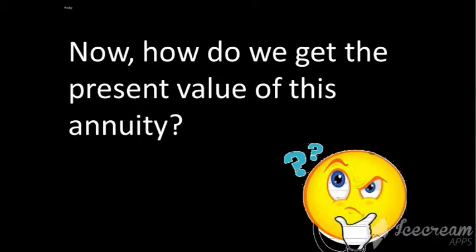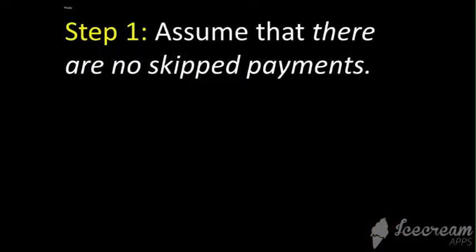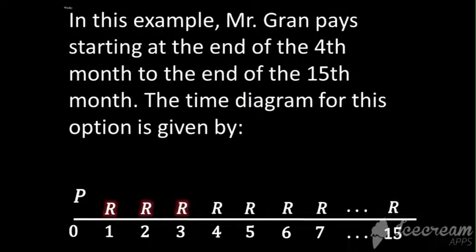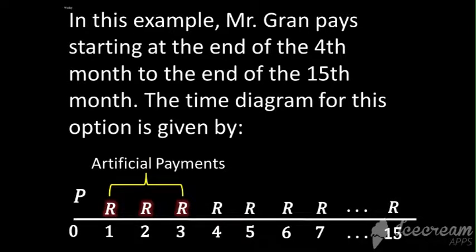Now how do we get the present value of this annuity? Step number 1. We will assume that there are no escape payments. In other words, the total number of payments is 15. Now we will include these 3 artificial payments.